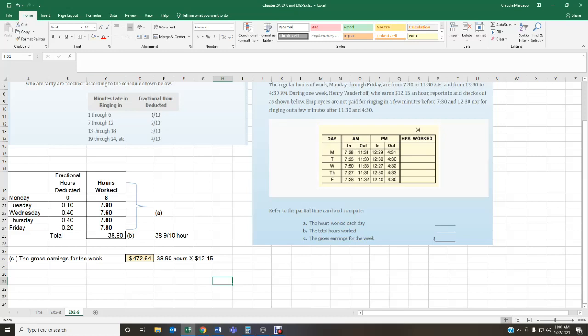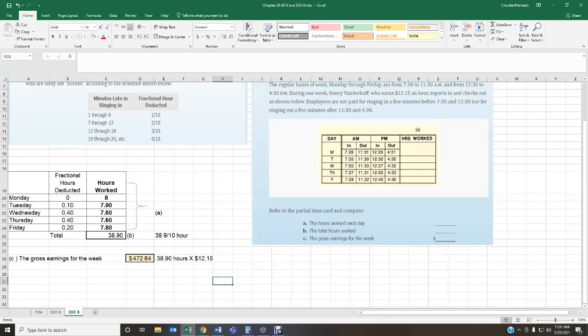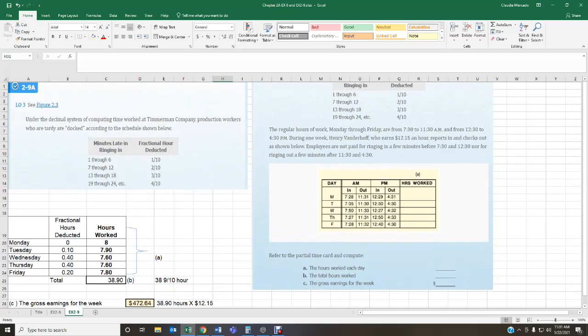So this is how we calculate hours using a time card. And of course, they deduct points based on a tardy system, to where depending on the number of minutes that you're late is the fraction of hours that you're going to be deducted. Okay, so this is an excellent problem that's going to help us read an actual payroll record, which is a time card, be able to calculate the daily hours worked, the total hours worked for the week, and then the gross earnings for the week. Okay, so this is the last problem I'm going to be covering for this particular week.